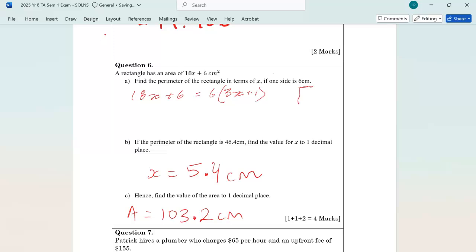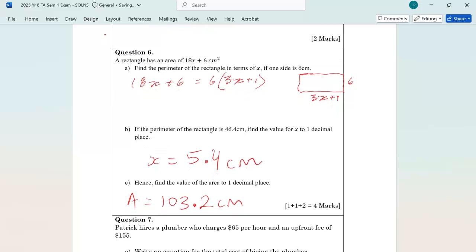So when you have this here, you've got 6 and you've got 3x plus 1. Then P equals side plus side plus side. So that's going to be 6x plus 2, plus 12. So P will equal 6x plus 14. Then factorise it.